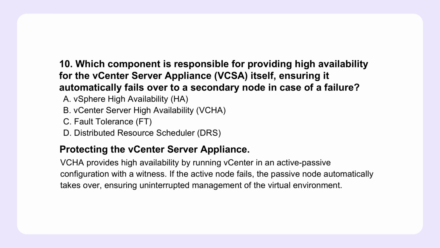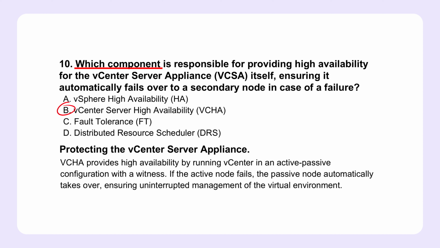Right. Okay, last big topic. We talked about protecting VMs with HA, balancing them with DRS, but what about protecting the brain of the operation, the vCenter Server Appliance, the VCSA itself? What feature ensures that if your main VCSA fails, another one automatically takes over so you don't lose your management capabilities? That specific protection for the VCSA itself comes from vCenter Server High Availability, or VCHA.